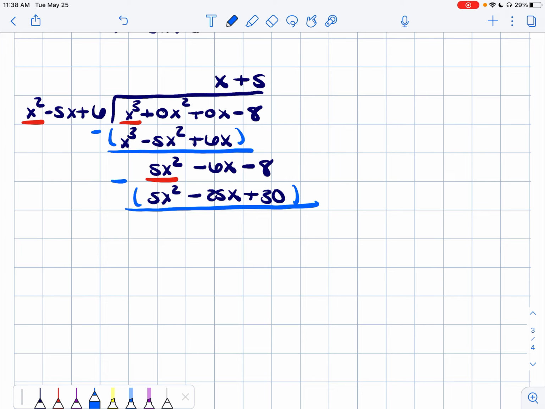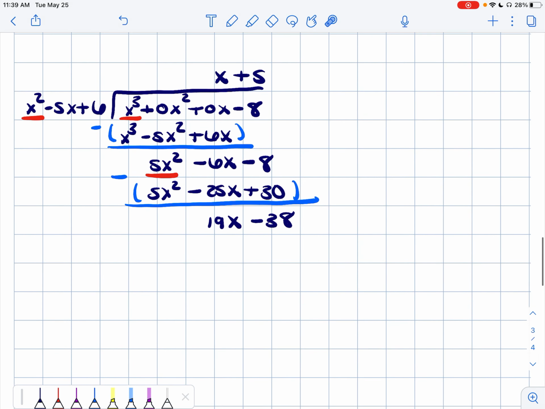All right, and then subtract. So 5x squared minus 5x squared, those cancel. Negative 6x minus a negative 25x would give us 19x. And then negative 8 minus 30 will give us a negative 38. Okay, so that's as far as we can go. x squared cannot go into a 19x, so we're done.